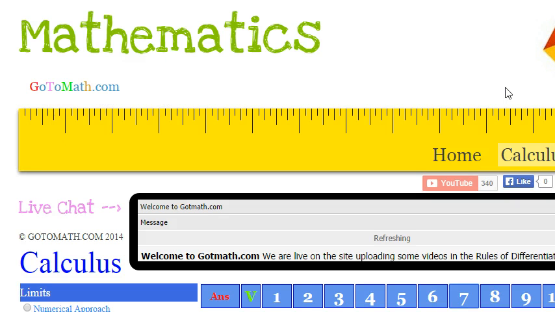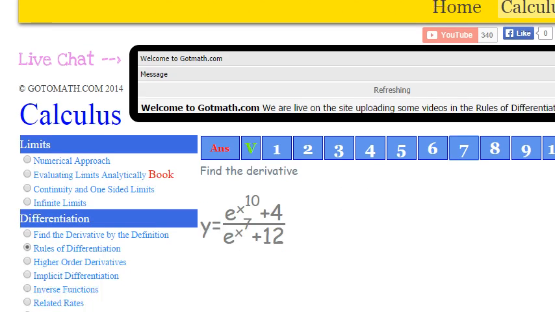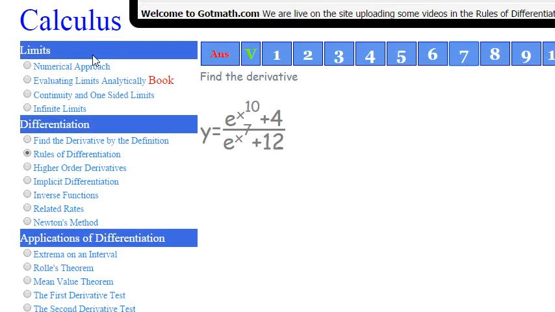We're at gotomath.com, working some calculus. We're under the section of Rules of Differentiation, and this is the button right here you need to click if you want to see this problem come up. It looks like I need to do some adjustment to the HTML. That's a 7 right there. Anyway, things run differently in different web browsers, it looks like.